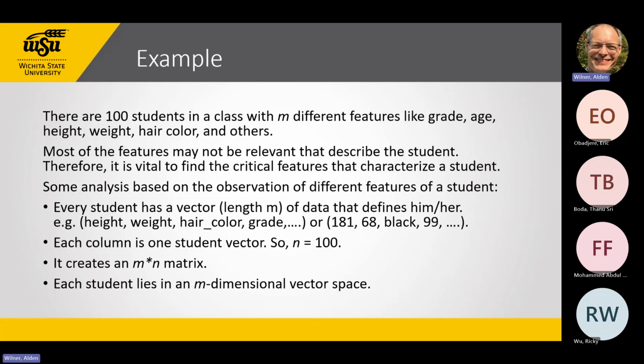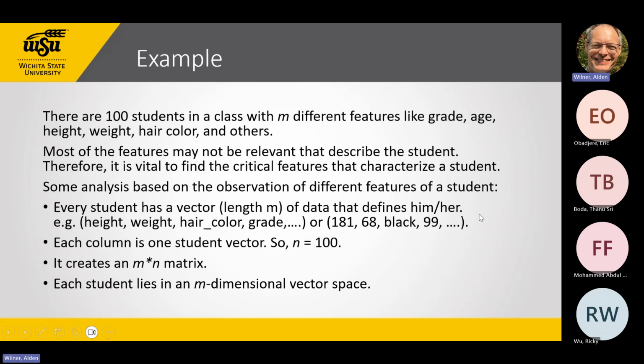As an example, we have 100 students in class. We can measure all sorts of features. We can measure what their grade is, what their age is, their height, their weight, their hair color, number of teeth they have in their head, right? How many noses they have, how many ears, so on and so forth, right? A lot of those quasi-constant features, right? Many of the features are not relevant to describe the student. So we want to find the critical features that characterize a student. So some analysis, based on different features.